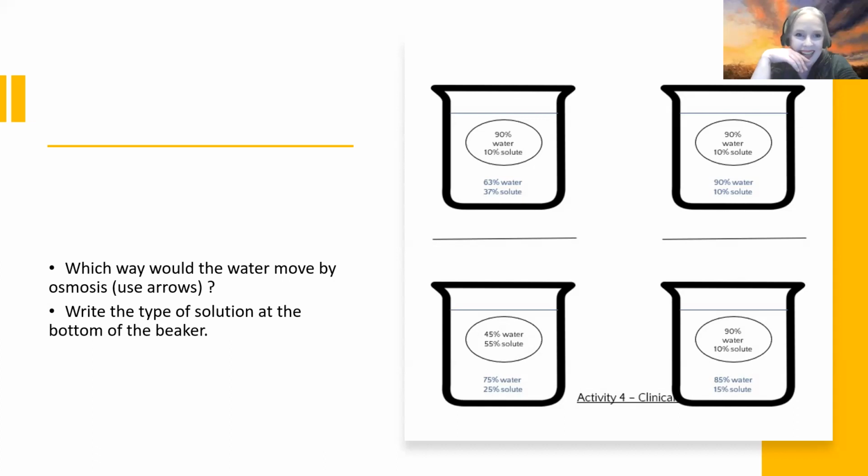Other way around. Hypo, yeah, because it's under. So there's a little amount of solute and a big amount of water. Yeah. What about the one on the top left? I should have started on the left. The one on the top left, 63% water and 37% solute.